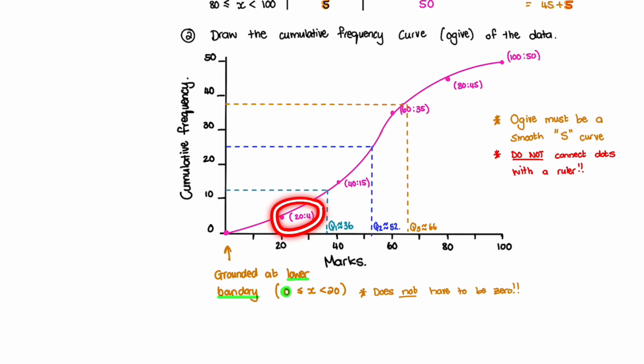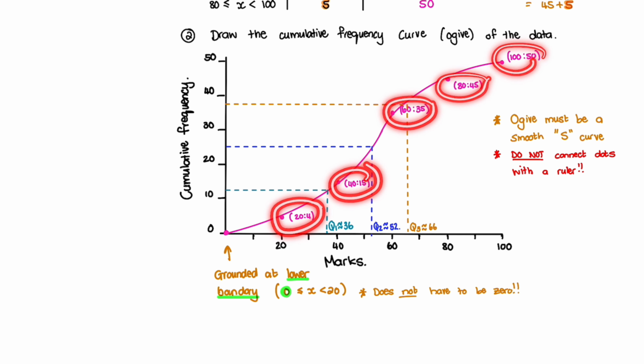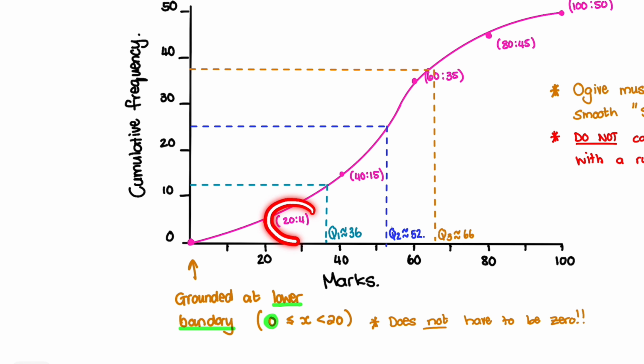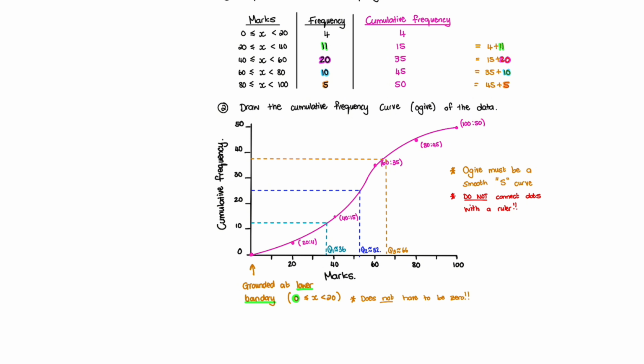Then for the other values that you plot, you would use the maximum of each interval paired with the cumulative frequency. So your first coordinate, the x value is 20, and the y value would be 4. So if you look on the graph here, we have 20 and 4. For the next line, we have 40 and 15. So here is your 40 and 15. The third dot is our third interval of 60 and 35. Then we have 80 and 45. And lastly, we have 150.